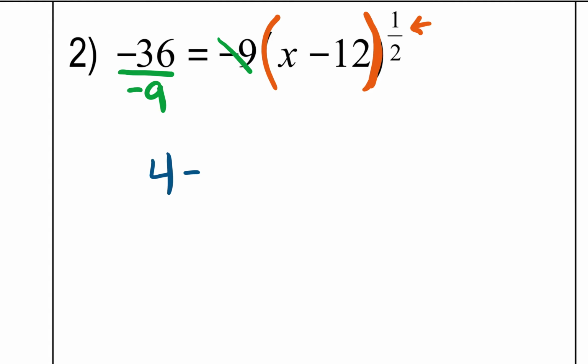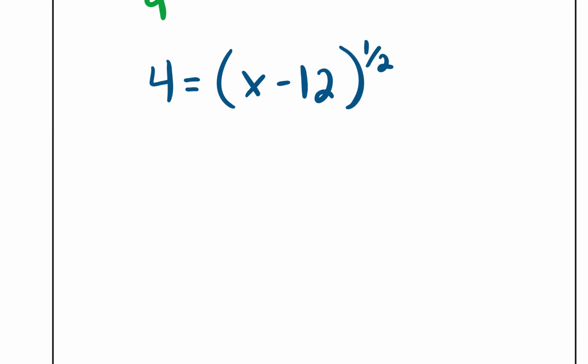So you get 4 equals x minus 12 to the 1/2. Okay, now once you get the parentheses by itself with my fraction, notice my fraction is 1/2, so the opposite of 1/2 would be 2/1, or just squared, right? So whatever my fraction is on one side, all you do is do the opposite on the other. So if I have 1/2, it'd be squared. If I had 1/3, it'd be cubed. Of course, 1/4 is to the 4th power. And that's how I get rid of the parentheses.